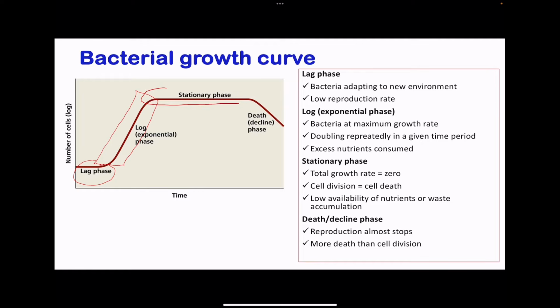Then we go to the stationary phase. During this phase, the number of bacteria that are dying and the number of bacteria that are being reproduced or formed is the same. So we can say the total growth rate is going to be 0. And as more nutrients are used up, the death phase or the decline phase is going to be reached. Here, reproduction almost stops due to toxicity and lack of nutrients. So we can see there is more bacteria dying, and so the curve is going to level down.